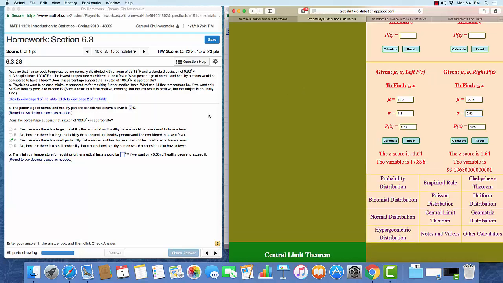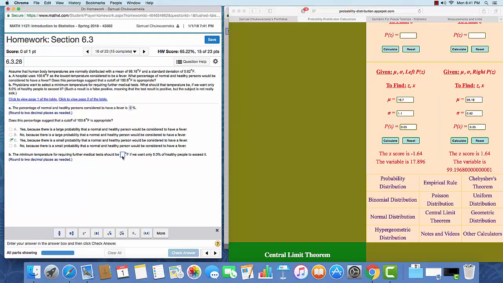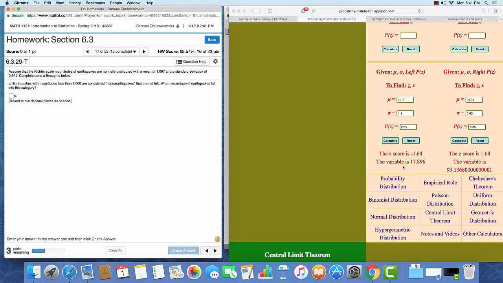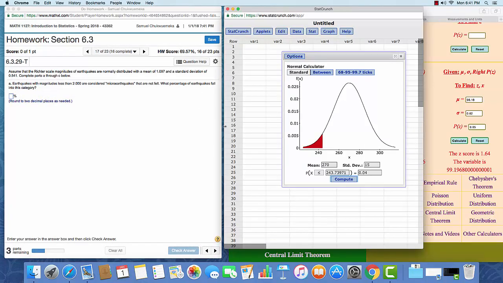So for only 5% to exceed it, which means 5% to the right, the minimum temperature would be 99.20, and that is to 2 decimal places. Okay, 99.20. All right, StatCrunch.